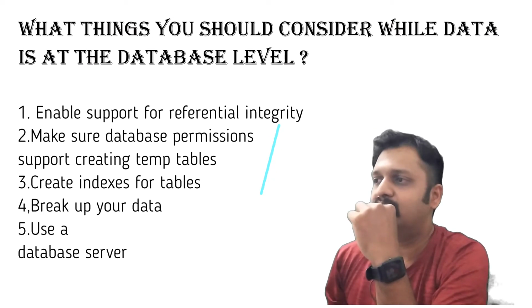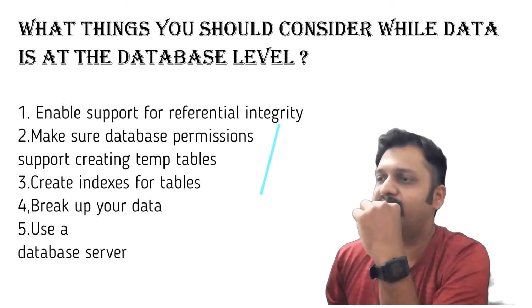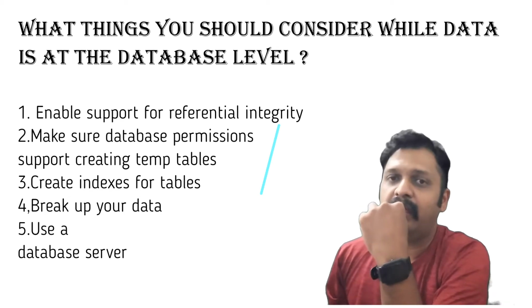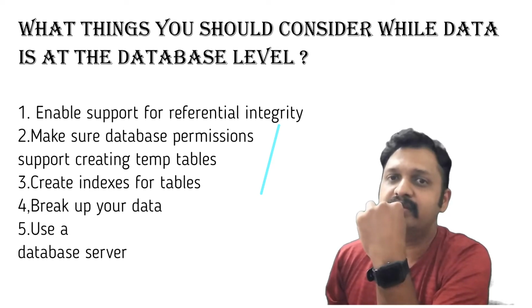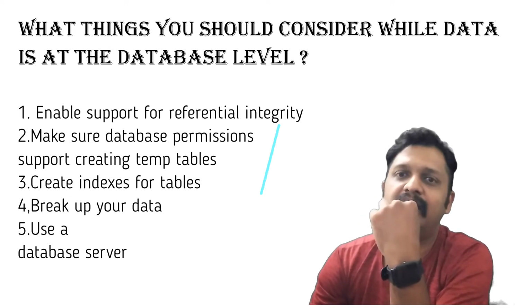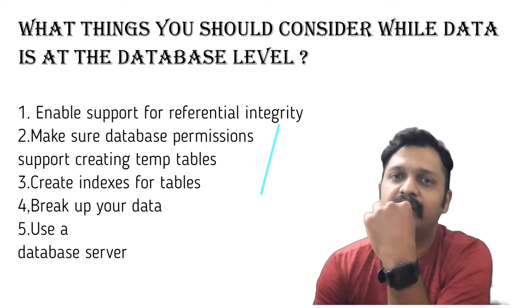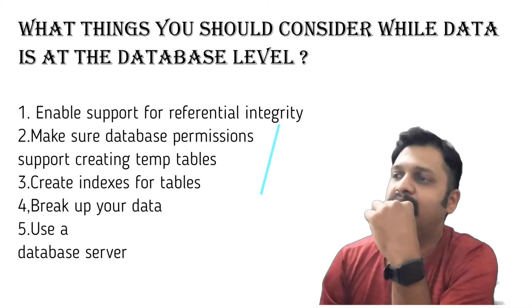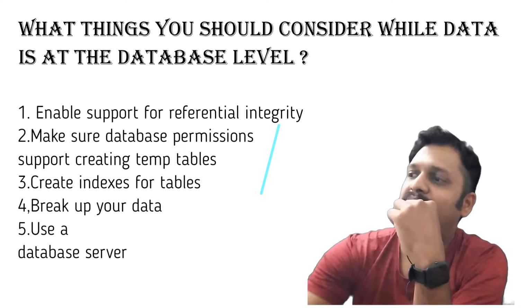Next question. What things should you consider while data is at the database level? Number 1. Enable support for referential integrity. Number 2. Make sure database permissions support creating temporary tables. Third one, create indexes for tables. Fourth one, break up your data. And last one, use a database server. These 5 things you should consider while data is at the database level.